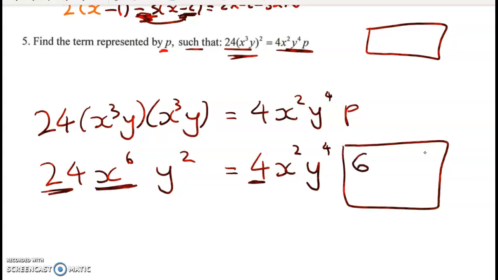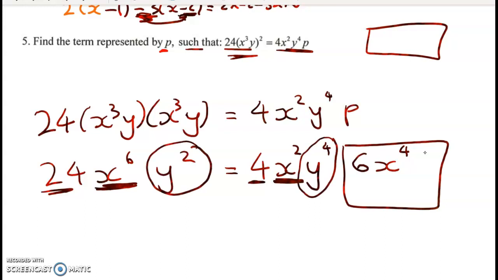Here, we've got x to the power of 6, we've only got x squared here, so we need to be timesing in another x to the power of 4. And over here we've got y squared. Here we've got y to the power of 4. So we need to divide out some y squareds. So p must equal 6x to the power of 4 over y squared.